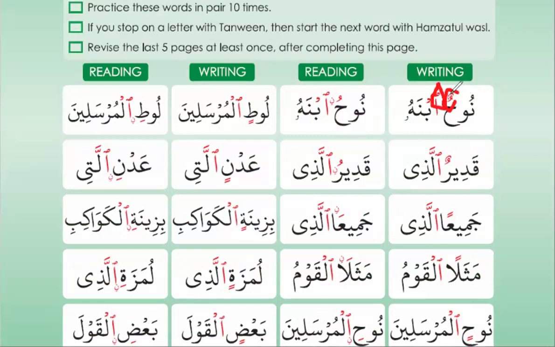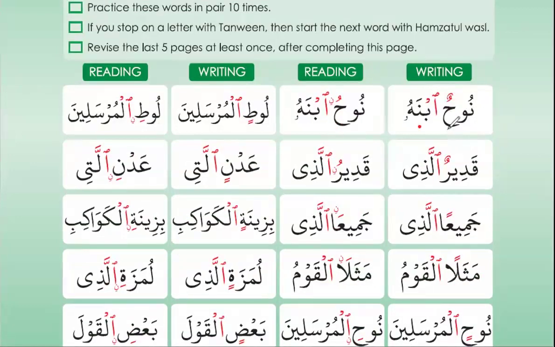Nuhun ibnahu. That's what we hear some people read, because they're not taught how to connect this. They read Nuhun ibnahu. They read qadirun alladhi. جميعا الذي مثلا لا, that's the correct way. مثلا القوم, or مثل القوم. They'll just skip one fatha. They'll go جميع الذي. هذا is not correct. لا يصح. هذا لا يصح.